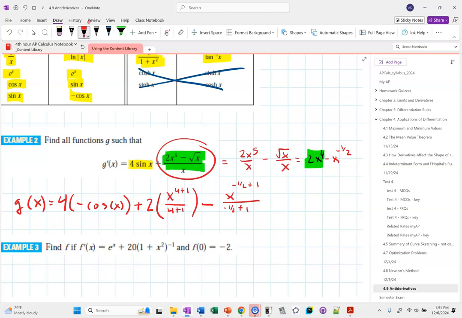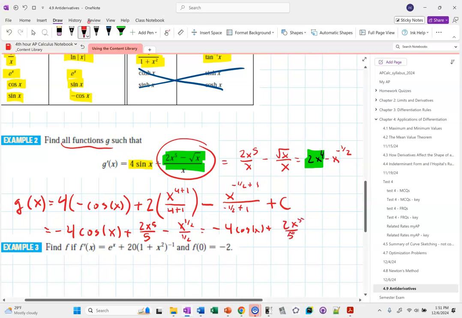Everybody's okay? So if I simplify, and then I need, it says all functions, so I need a plus c at the end. So if I simplify this down a little bit, I have negative 4 cosine x plus 2x to the 5th over 5 minus x to the 1/2 over 1/2, or really just negative 4 cosine x plus 2x to the 5th over 5 minus 2 square root x.